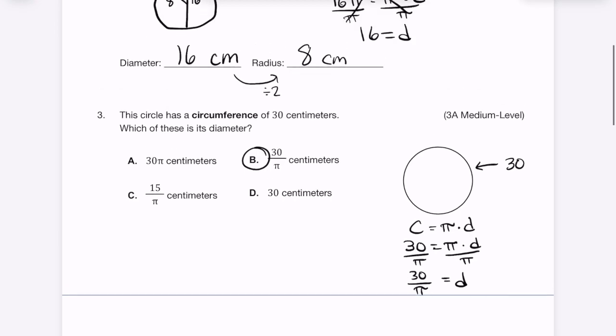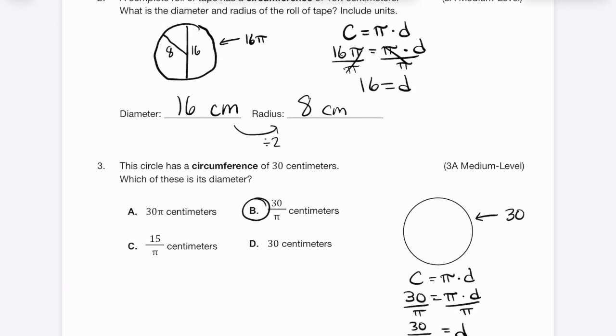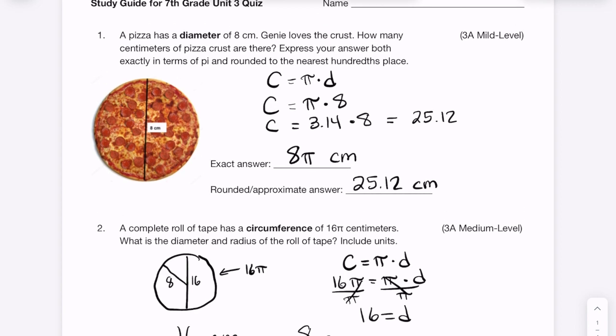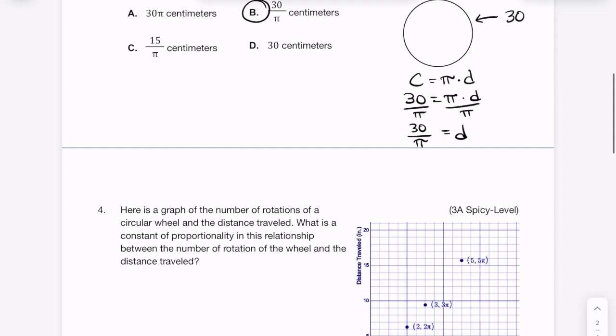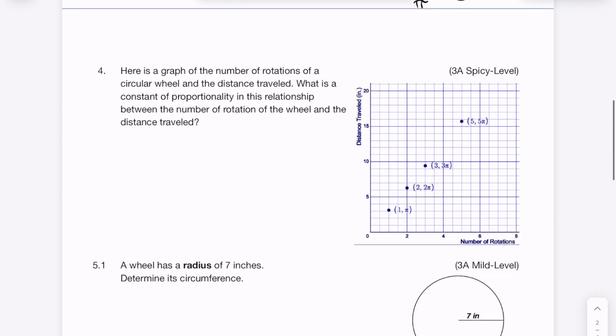Cool. So these two questions are the medium level, and those are testing that you can find the diameter and the radius when you know the circumference. The mild level is finding the circumference when you know the radius and the diameter. And then the spicy level questions are asking you to understand this relationship between the radius, diameter, and circumference as a constant of proportionality.